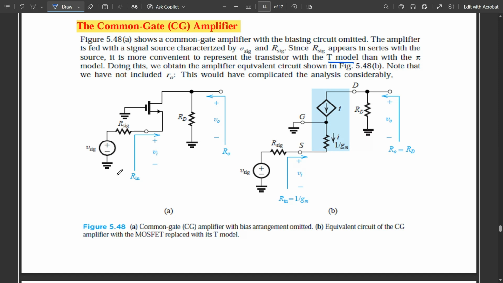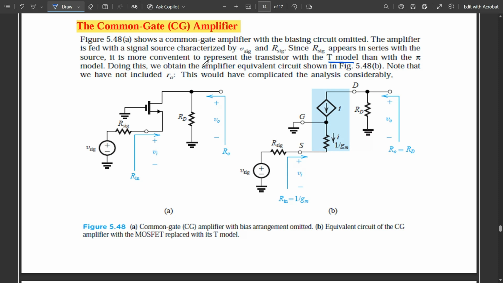So it would be beneficial if you put it in the T model, because while you find the amplifier parameters it would be easier: these two resistances, R signal and the resistance which we get by replacing the MOSFET, would be in series. So it would be easier for you to simplify. That's why it is more convenient to represent this using the T model.